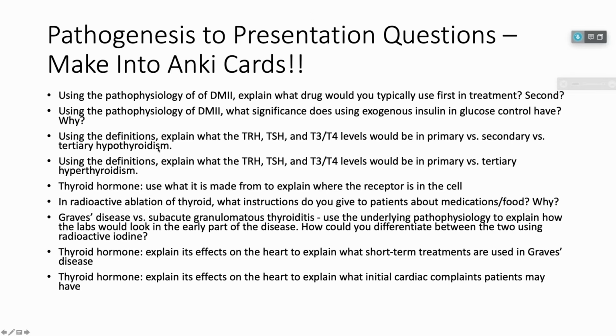So remember, these are the pathogenesis to presentation questions. These are the things that you are supposed to understand. And if you understand them, you'll understand the vast majority of what I talk about in this lecture. So at the end of every lecture, at the bottom, I post these along with the answers, so that literally all you have to do is watch the video and then copy and paste the answers into your cards.